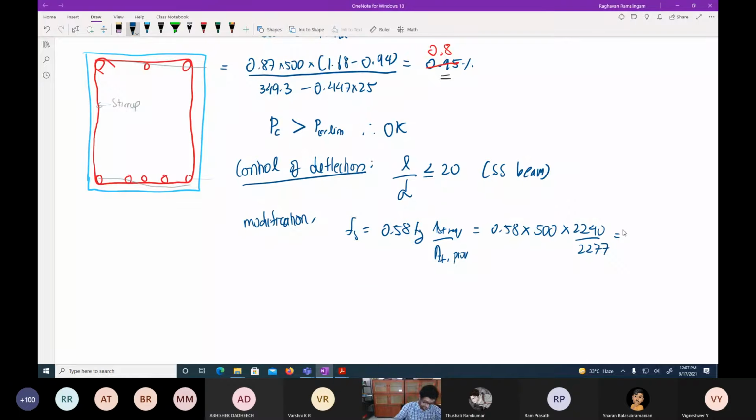So find this value. How much do you get for this? Do it very quickly. 0.58 into 500 into 2240 by 2277. How much is this? So 285.28. Okay, 285.28 Newton per millimeter square.